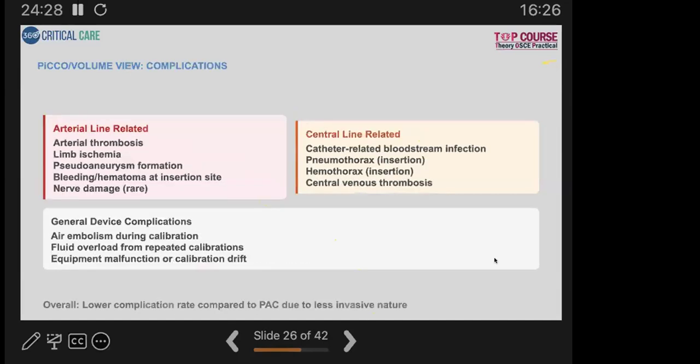And what are the common complications with respect to PiCCO and VolumeView? Arterial line related, there could be thrombosis, ischemia, pseudoaneurysm formation, bleeding or hematoma at the insertion site, or adjacent structure damage. Central line related, there could be catheter related bloodstream infections, pneumothorax, hemothorax, or central venous thrombosis. Generally, device related complications could be air embolism during calibration, fluid overload from repeated calibrations, and equipment malfunction or calibration drift.